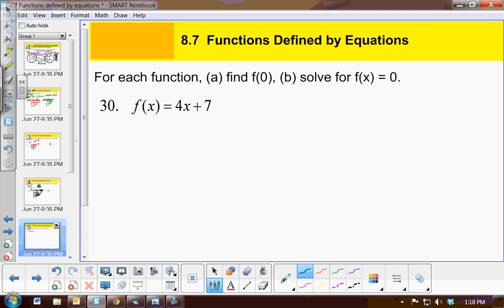Next example. Now this is a little different. Let's read the directions together. For each function, first, find the value of the range when the given domain is 0. And then, this is different. Now, what's happening is you are given the range, and you have to find the domain. Oh, tricky, tricky. Let's do A first.